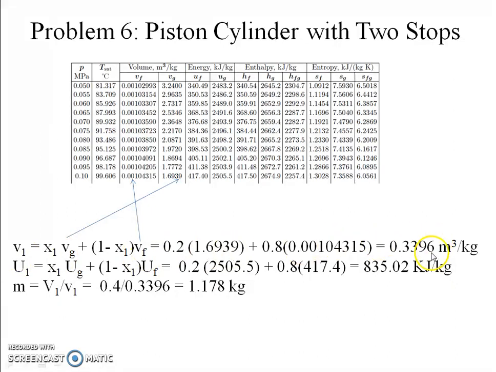So I find out the specific volume of steam, which is 0.3396 meter cube per kg. The total volume given is 0.4. So if I divide the total volume by the specific volume, I will get the mass of steam inside the cylinder. So the mass of the steam is 1.178 kg.